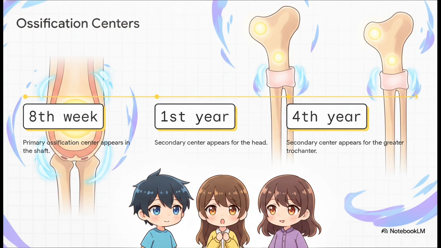Bone isn't just static, it grows. Let's map out these milestones. The primary ossification center appears in the shaft super early, right around the 8th week of fetal life. Then by the 1st year, a secondary ossification center appears for the head of the femur. By the 4th year, another secondary center appears for the greater trochanter. Knowing this timeline is absolutely key for interpreting pediatric x-rays and understanding how the bone matures.